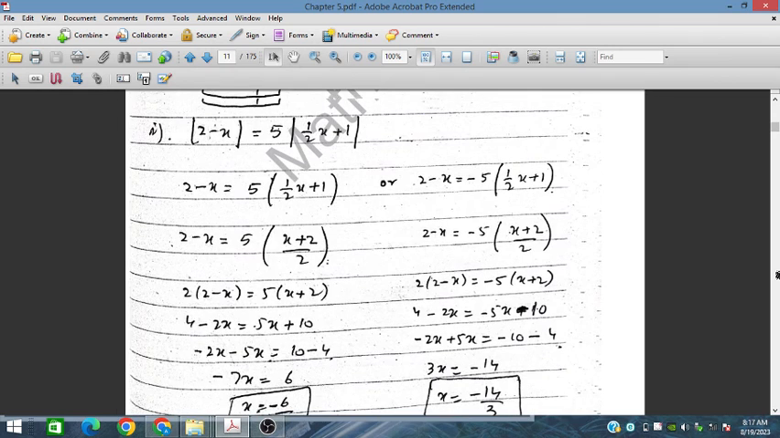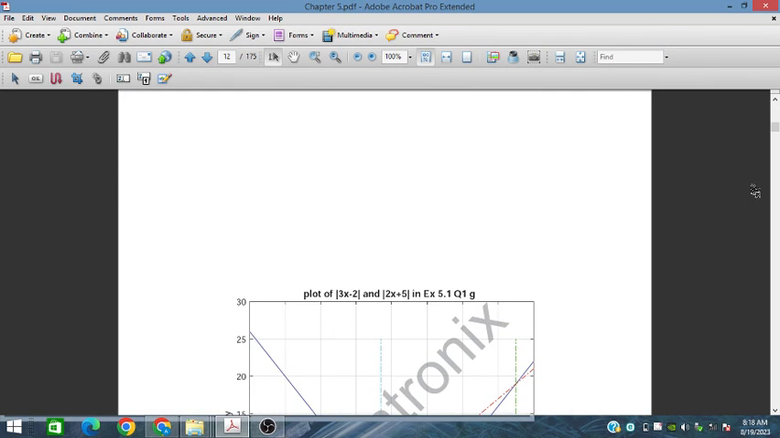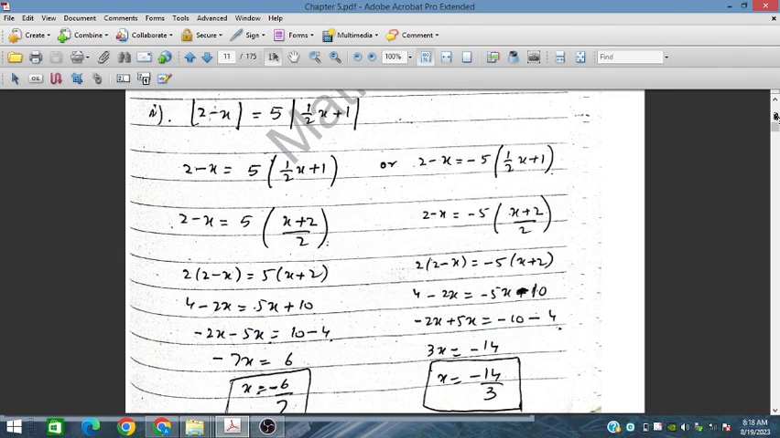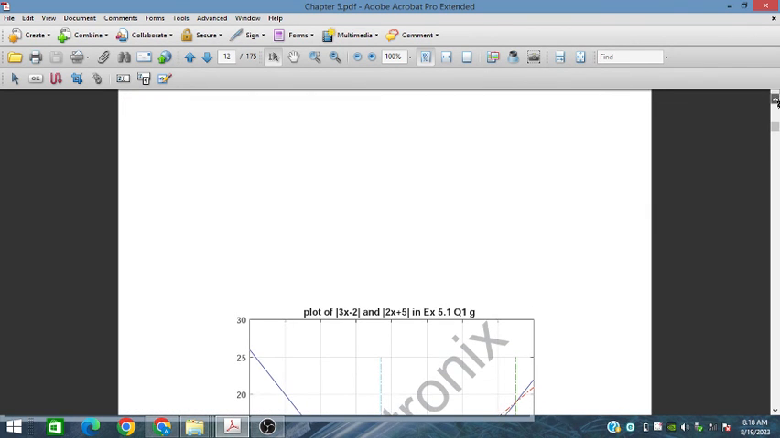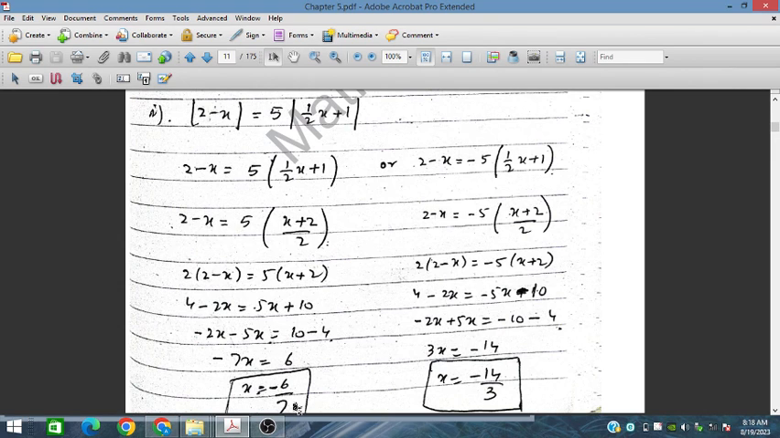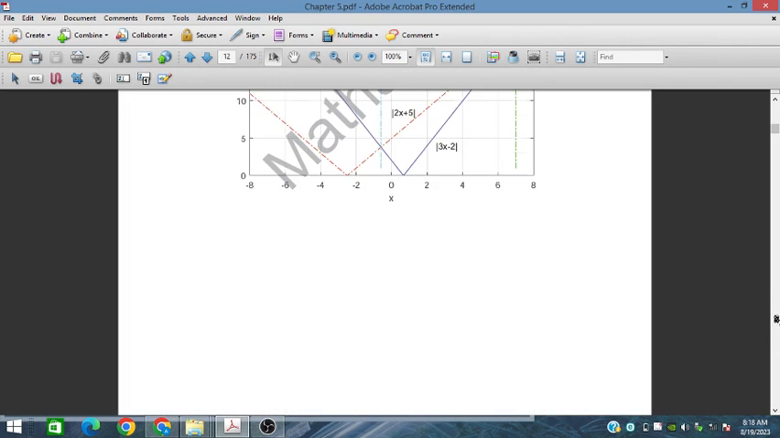Similarly, for part I, 2 minus x is equal to 5 modulus half x plus 1. So this is 2x, this is positive. For negative, we can write 2 minus x equal to minus 5 times the expression. On simplification, we have obtained minus 6 upon 7, and for this we have minus 14 upon 3. So we plot it on the graph.